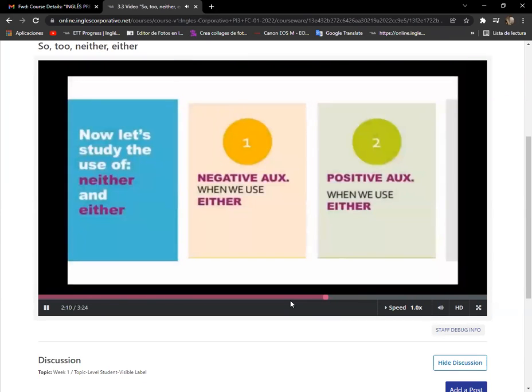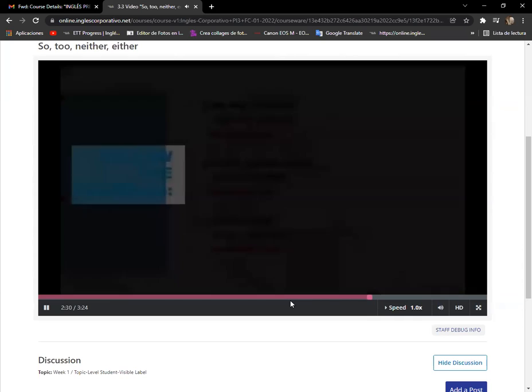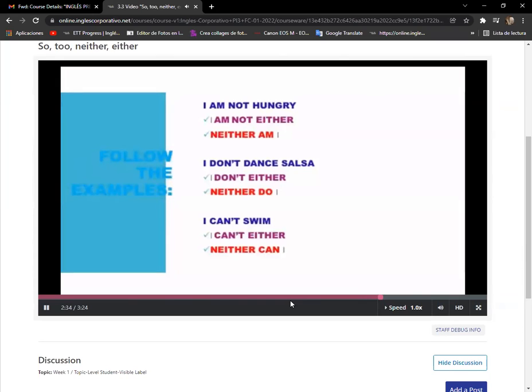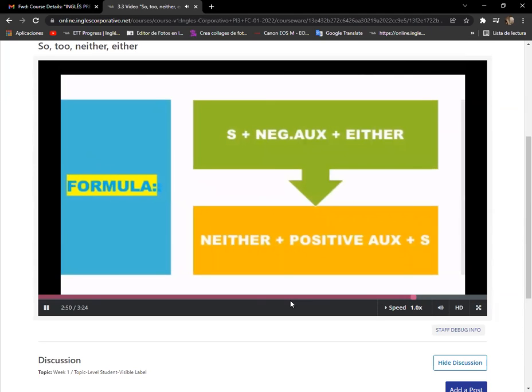Now let's study the use of neither and either. To show agreement with negative statements, we can use neither and either. We also use the auxiliary verb of the statement. Pay attention to the following. We use the negative auxiliary when we use either, and the positive auxiliary with neither. Follow the examples. I am not hungry. I am not either. Neither am I. I don't dance salsa. I don't either. Neither do I. I can't swim. I can't either. Neither can I. I'll leave you with the formula so you understand it better. Subject plus negative auxiliary plus either. Notice either goes at the end. Neither plus positive auxiliary plus subject. Notice neither goes at the beginning.